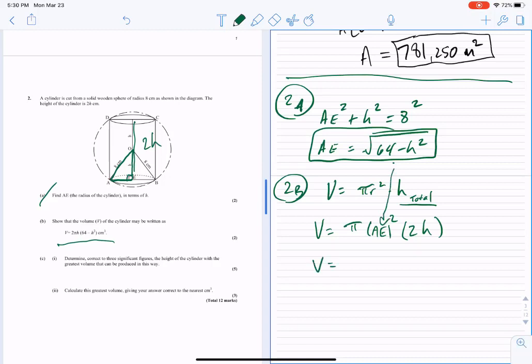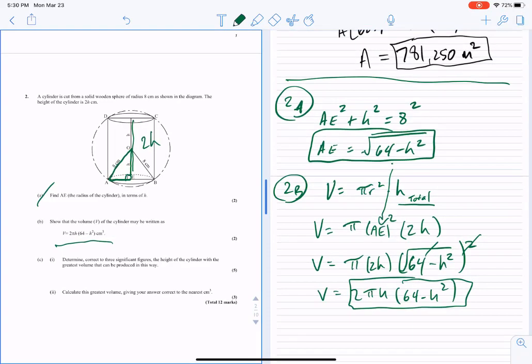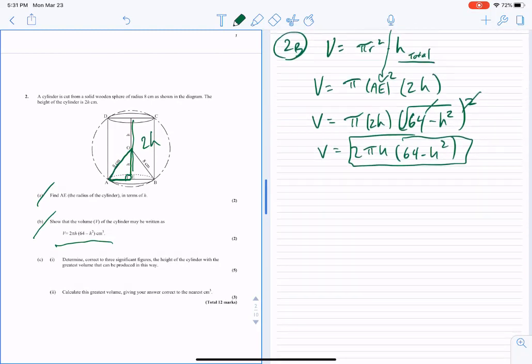So what I have here is pi times 2h times the square root of 64 minus h squared, all squared, okay? So this is going to give me 2 pi h. When I square the square root, it cancels with the square, so now this is going to be 64 minus h squared, and this is what they wanted me to find. That's your answer. They just want me to show that, and there it is. That's how you do questions like that when you show stuff, okay? They're just looking for that work.